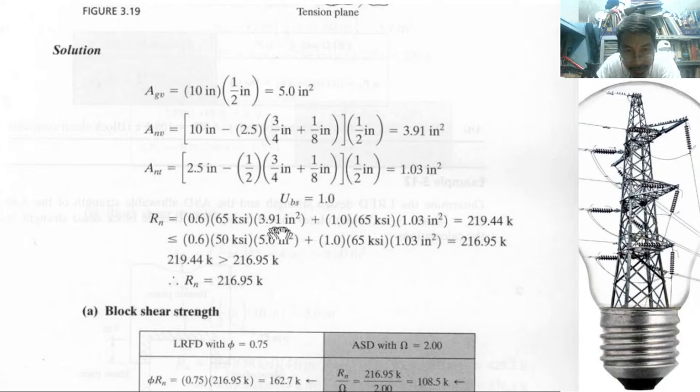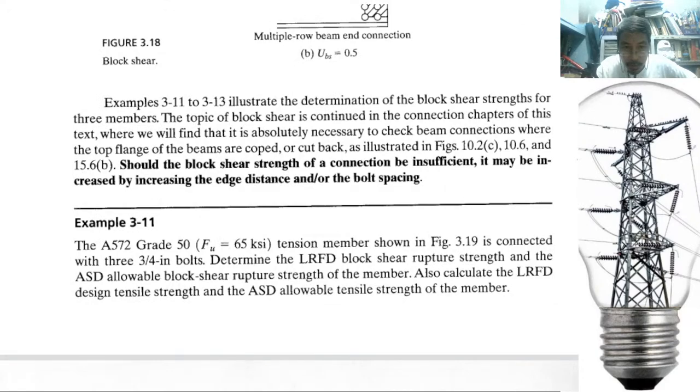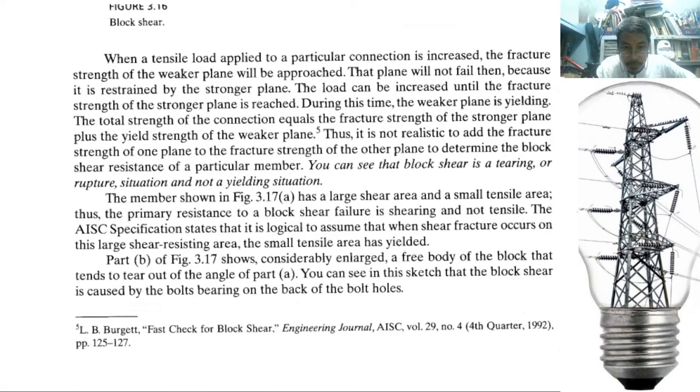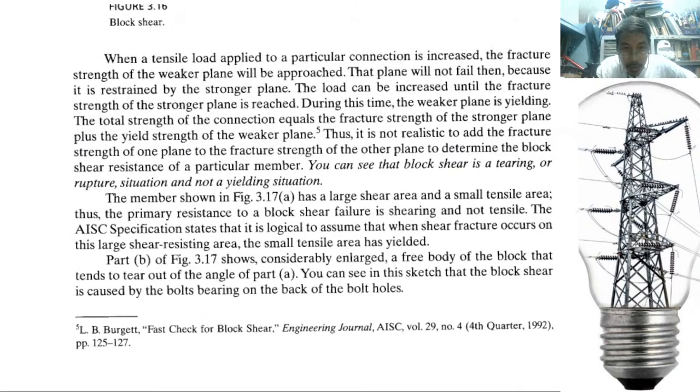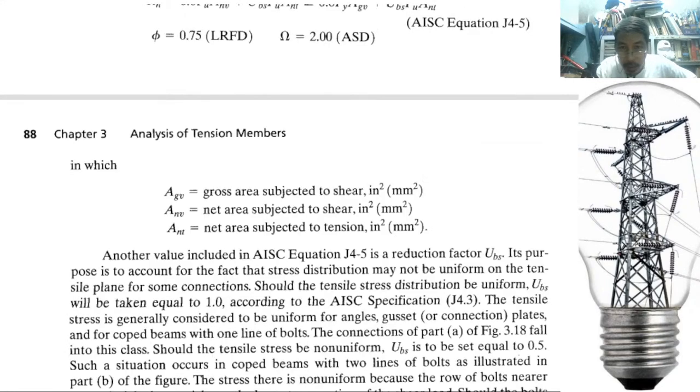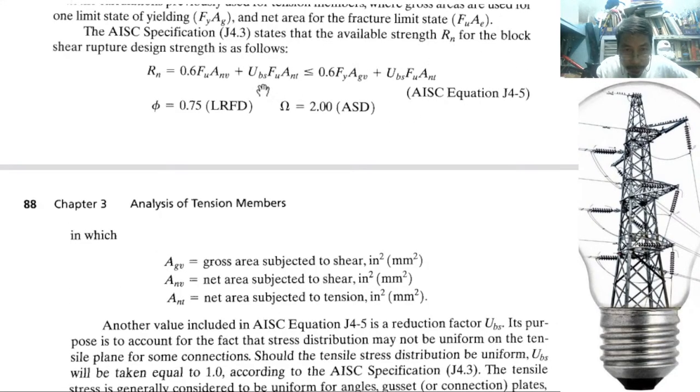We have to add, this is shear, this is tensile, so the combination of this is what we call block shear. So 3.91, this one is 3.91. This is shear, so we have to use FU. So we have the formula here. So we have shear times FU.